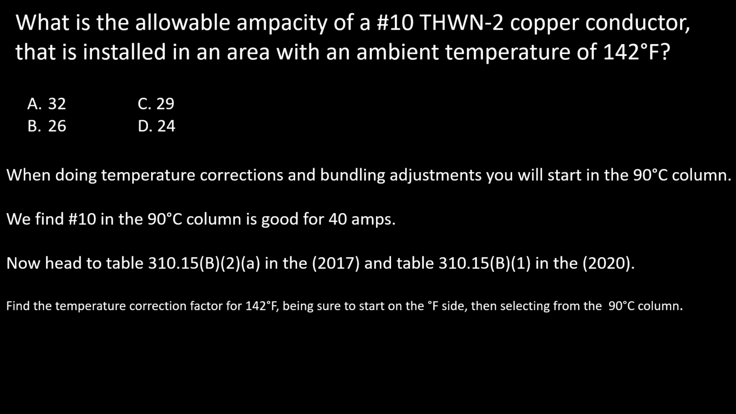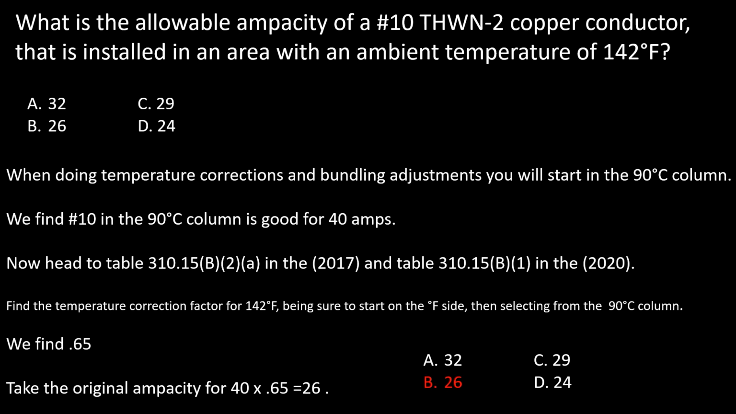Then we're going to slide over and tee off with the 90 degree C column that has the correction factors in it. So we're going to find 0.65 is our correction factor. Now we're going to take our original ampacity, multiply it by 0.65, and that's going to give us a new allowable ampacity of 26 amps. And we select B.